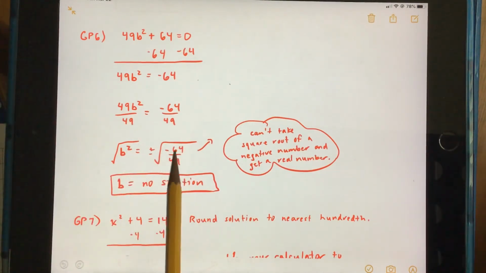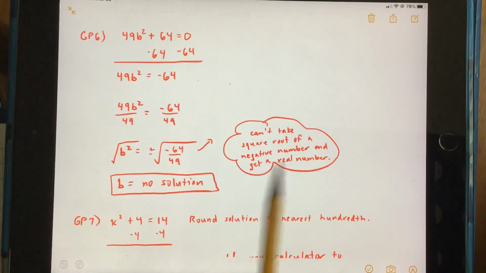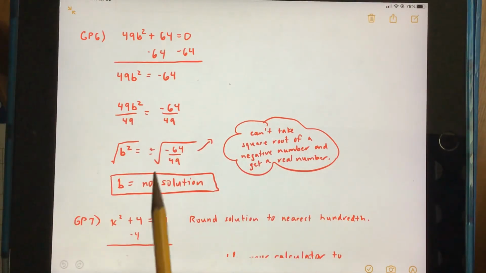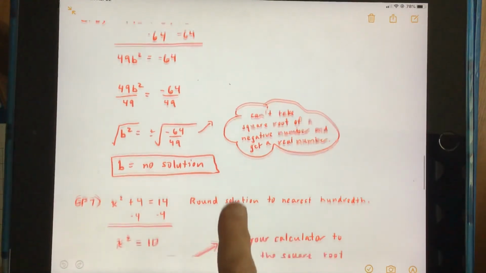And once again, we see there's a negative number in our radical, and we can't take the square root of a negative number and get a real number. So even though these are nice perfect squares, 64 and 49, and we're tempted to say that the answer to this would be 8 over 7, since the square root of 64 is 8, the square root of 49 is 7, we actually can't do that because there's no solution given the fact that we have a negative inside of our radical. No real number will answer this question. So again, b is no solution. We do need to show all that work before we state no solution.